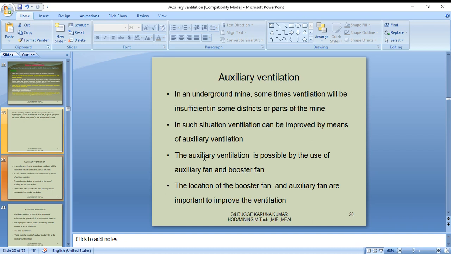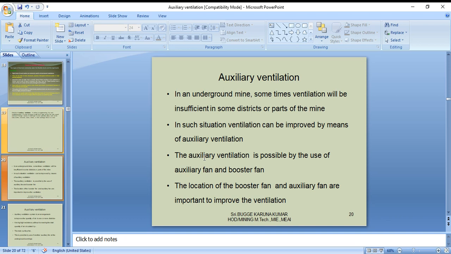This is important. And coming once again to what you observed in the above slides, I am going to explain it in a literature way. In the above figure, you see there are so many complexities that we will explain with some literature. In an underground mine, sometimes ventilation will be insufficient in some districts or parts of the mine.